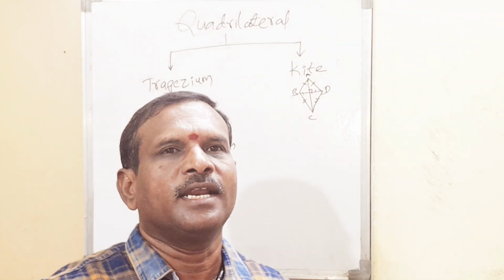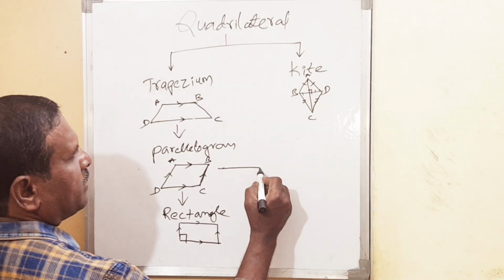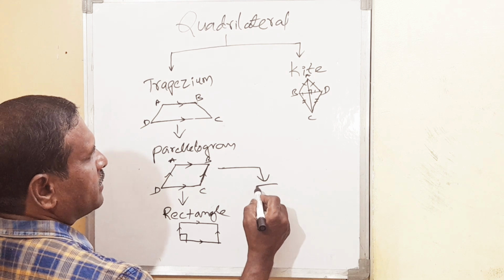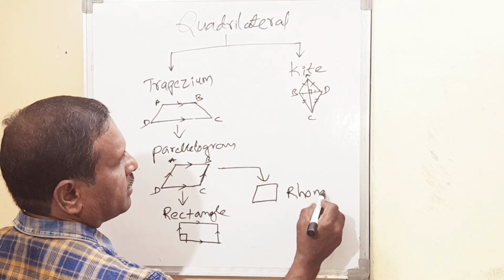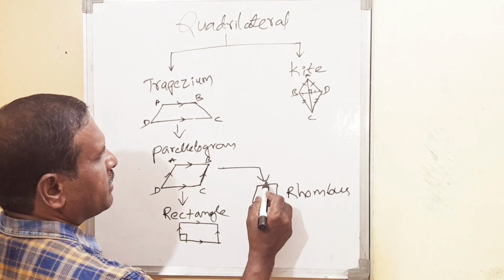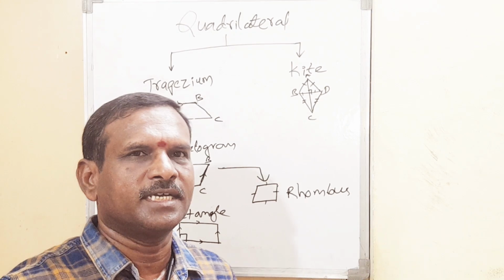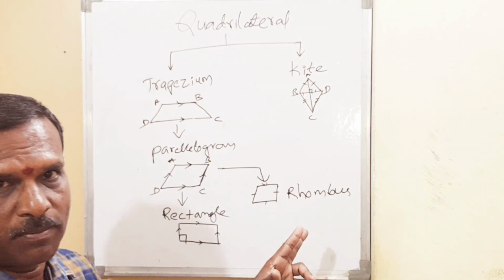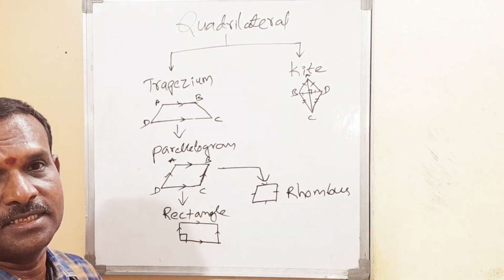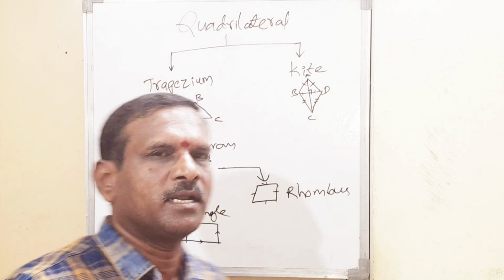That is a rectangle. Now here, taking the parallelogram only, we will take this rhombus. What is this? Rhombus. What is a rhombus? In a rhombus, all sides are equal. In a rhombus, all sides are equal and opposite sides are parallel only, the parallelogram properties. So if all sides are equal, that is a rhombus. In a rhombus, both pairs of opposite sides are again parallel only.